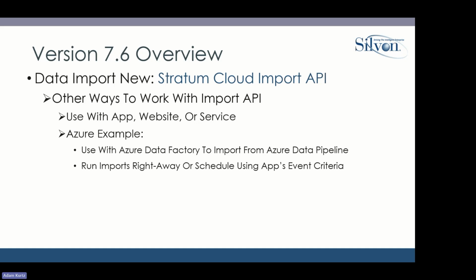Other ways to work with the import API, you can use it with another application, website, or a service. Here we have an Azure example where we're using it with the Data Factory to import from Azure Data Pipeline. You can run imports right away or schedule using the app events event criteria. This is what we feel is what the future looks like with Data Factory and data pipelines.